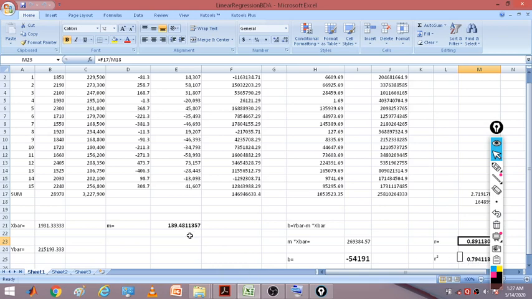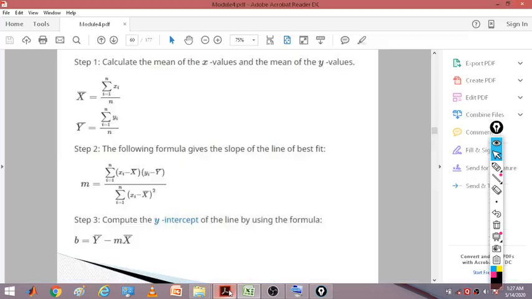Next we need to calculate m. Now m is calculated by the sum of x minus x bar into y minus y bar, the summation of all, divided by x minus x bar whole square, with the summation over i equal to 1 to n, so this is the summation over all the training examples.